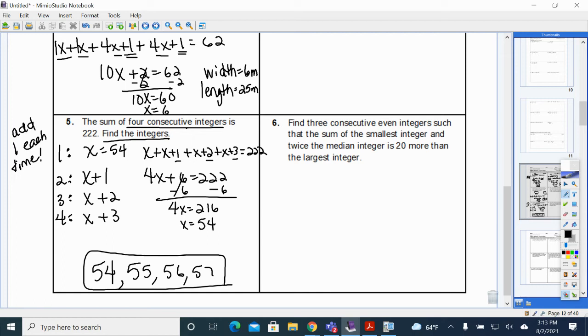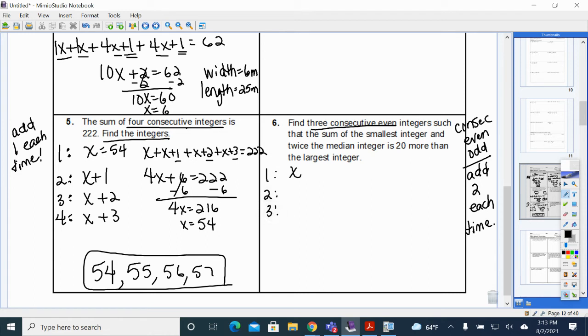Example number 6 says find 3 consecutive even integers. So FYI, when we talk about consecutive even, or consecutive odd, and this is where it gets tricky, you add 2 each time. So it doesn't matter if I say consecutive even or consecutive odd. You're going to add 2 each time. How many numbers am I looking for? I'm looking for 3. So 1, 2, and 3.